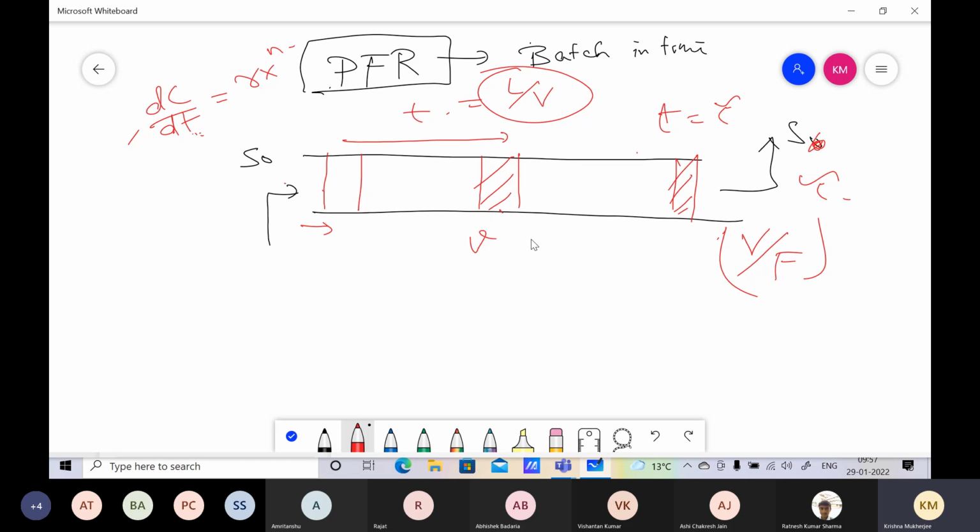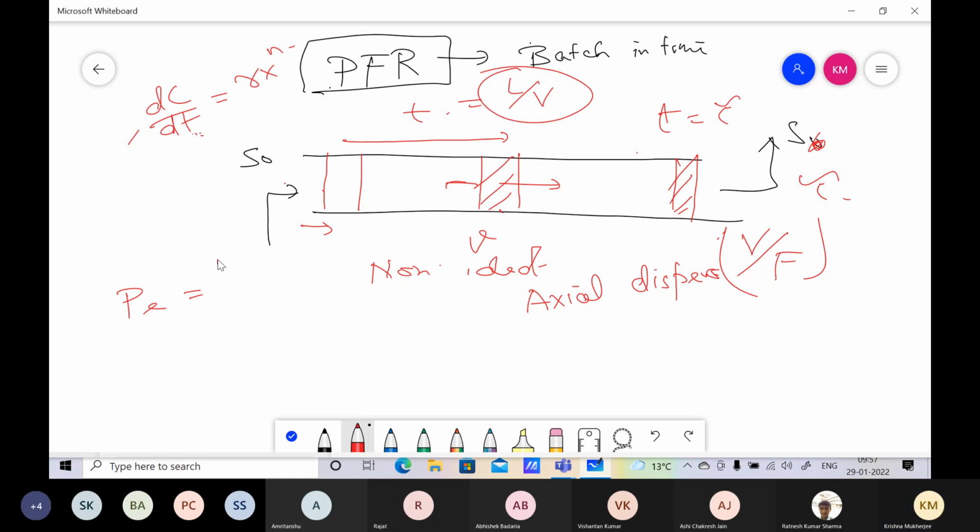Now the problem with this is that again, this is for ideal systems. In non-ideal systems, you will have some kind of diffusion or axial dispersion, and the axial dispersion will depend on the Peclet number. Okay, you have studied this, tell me, what is the Peclet number?